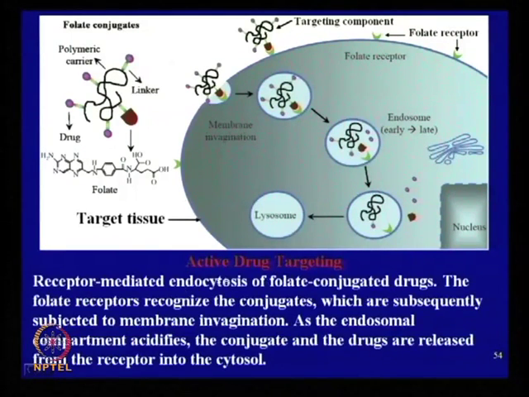Active drug targeting. Receptor mediated endocytosis of folate conjugate is very interesting. You see, some folate conjugates are subsequently subjected to membrane invagination. As the endosomal compartment acidifies, the conjugate and the drugs are released from the receptor into the cytosol.